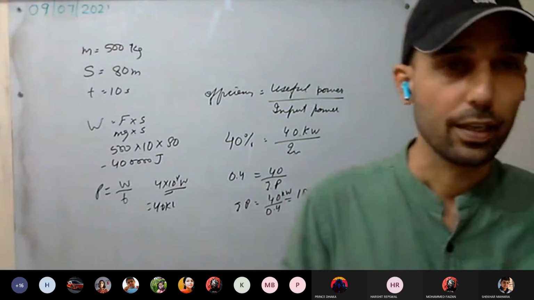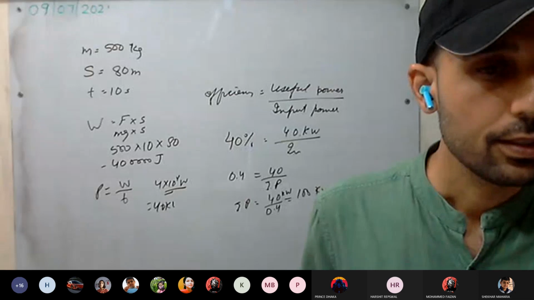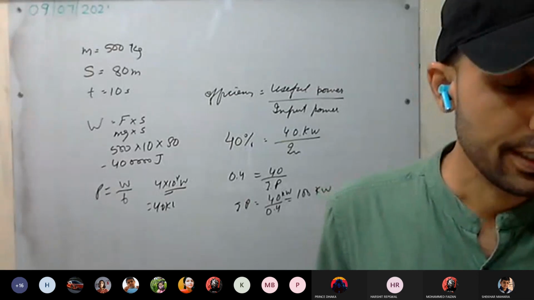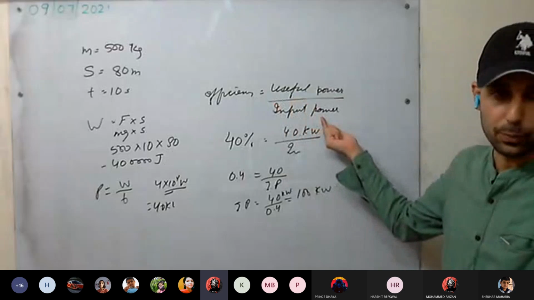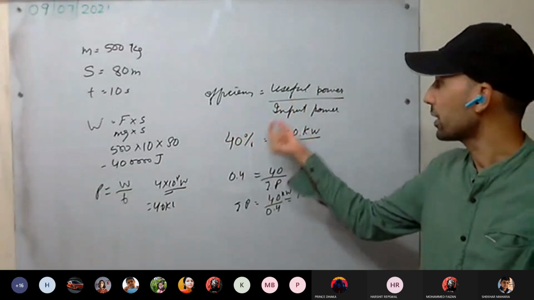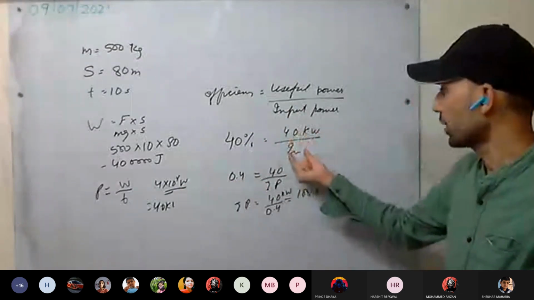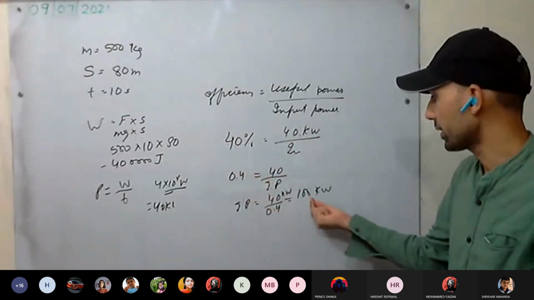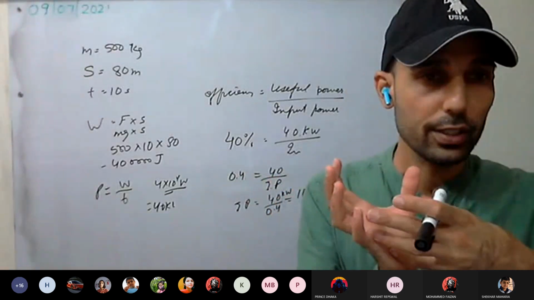Understood? Have you understood this one? Eighth one. Efficiency is useful power divided by input power. So efficiency is given 40%. This is useful power, that is used to do the work, 40 kilowatt. Input power we have. So it means 100 kilowatt of power was the input.